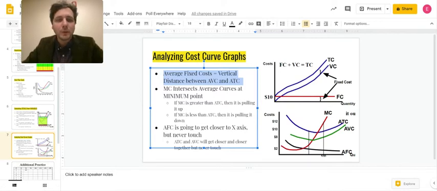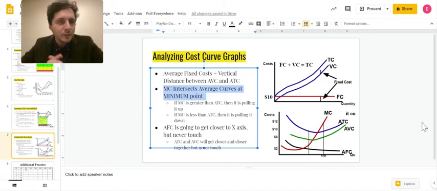All right, also remember that marginal cost will intersect average curves at the lowest or minimum point. So when it intersects this AVC right here, when marginal cost is lower than AVC, it's going to pull it down. And when the marginal cost, or the additional cost of the next unit, is greater than AVC, it's going to pull it up. Same thing with ATC. When it's below it, it's going to pull it down. When it's above it, it's going to pull it up.